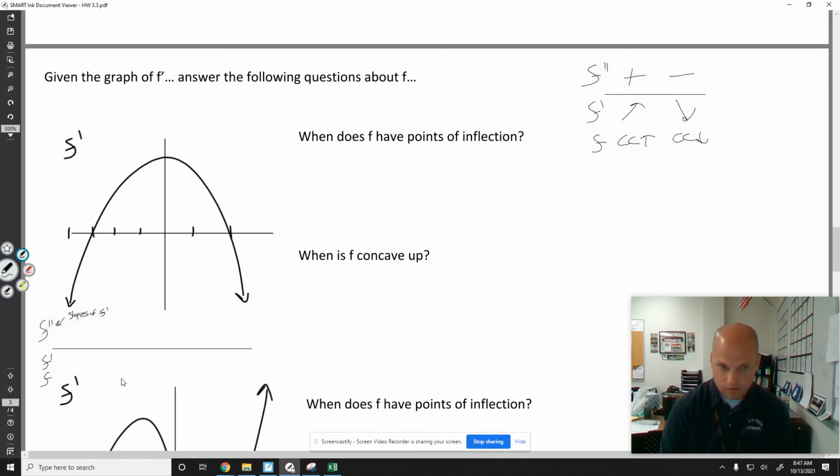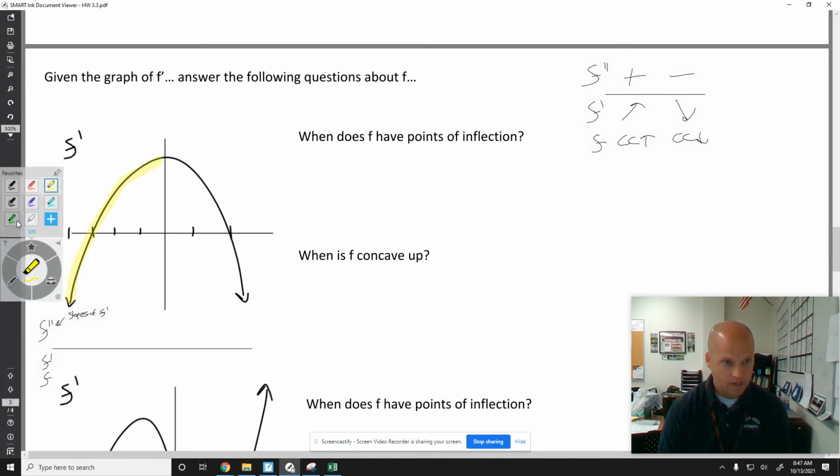Okay? I'm going to do the easiest way, which I think is just looking at when f prime is going up, then when f prime is going down. F prime is going up until 0. Then it's going down. That means f prime is increasing, then decreasing. That means f is concave up, then concave down. Okay? That's one way you could do it.